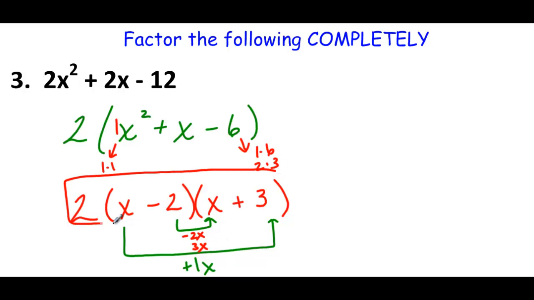So my final answer, because it says factor completely, it doesn't just say do any kind of factoring, you have to keep going until you cannot break it down any further, would be 2 times (x minus 2) times (x plus 3).